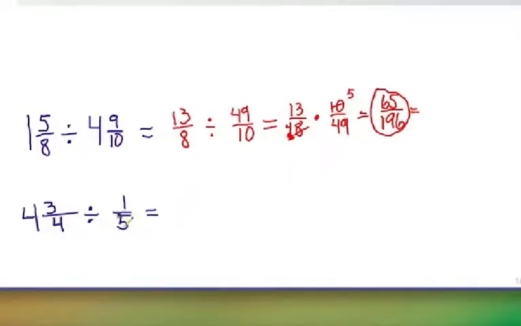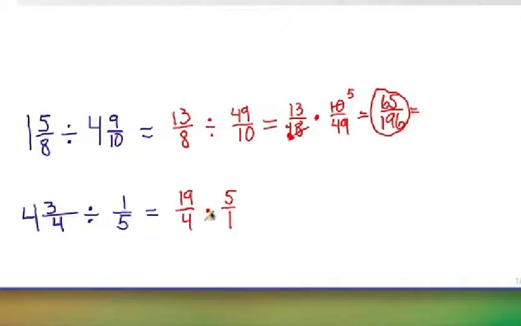Alright, let's look at our third and final example. I hope that you're trying these too. 4 times 4 is 16. 16 plus 3 is 19. 19 fourths. Now since it's already a fraction, 1/5, let's go ahead and invert it and change it to multiplication right here in this step. So now it's the same as multiplying by 5 over 1.